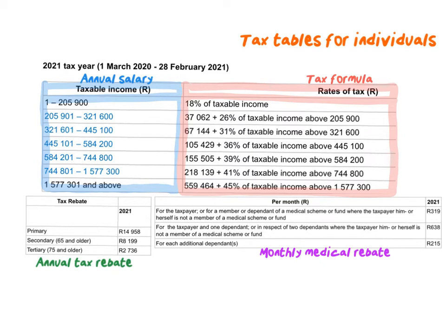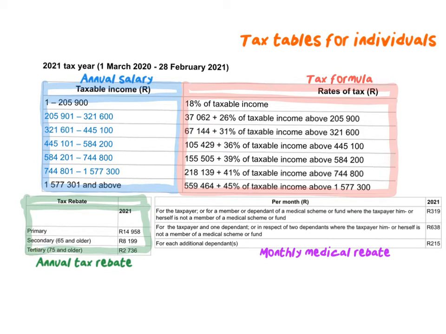The other information given on the SARS website is the tax rebate. So everybody gets a little bit of money back, but it's the same for everyone. So that will make more of an impact if you earn less and less of an impact if you earn more. If you are 65 years or younger, then you get 14,958 Rand. If you're over 65, then you get an additional 8,199. And if you're over 75, you get even more. You get an additional 2,736. So that's why they say primary, secondary, and tertiary, because someone that's 77 years, for example, will get all three of them.